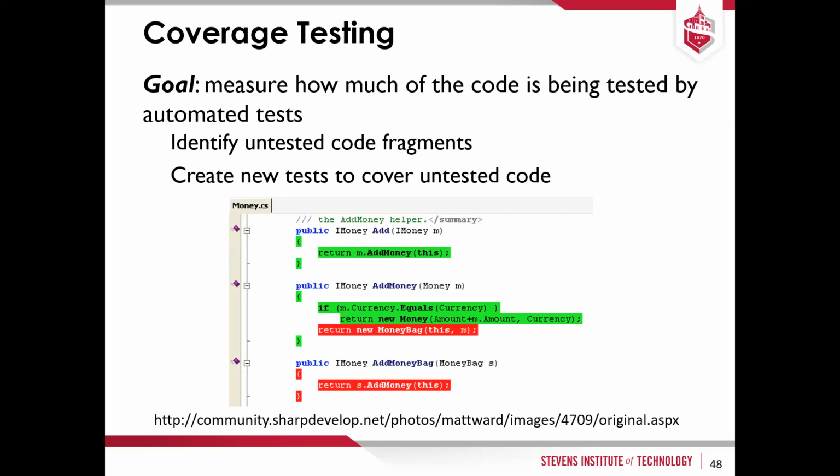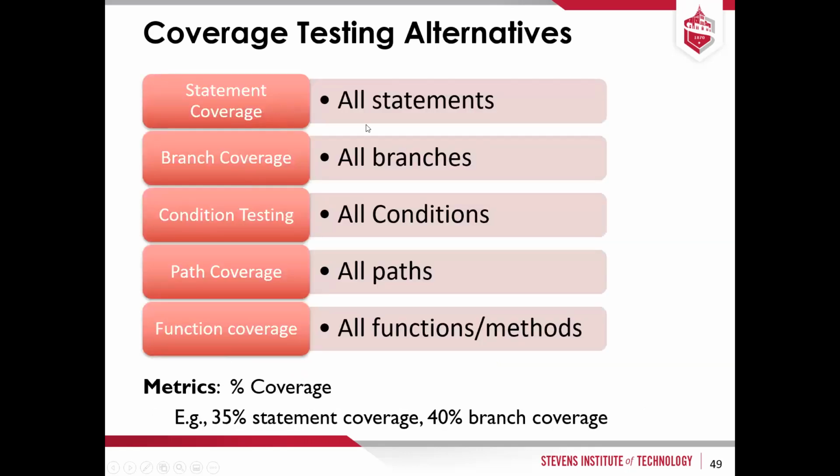But how do we do the coverage analysis? The goal is to measure how much of the code is being tested by the automated testing. The more we can cover, the better, and the more confidence we have in the system, right? So it identifies untested code and we create new tests to cover it. For statement coverage, with different tools, we can go through all the statements. We can go through all the branches and make sure that we have them. All the conditional tests, all the paths and all the functions we need to cover.